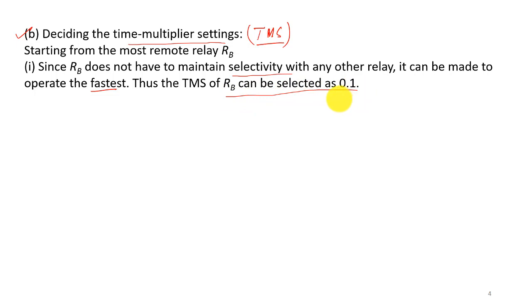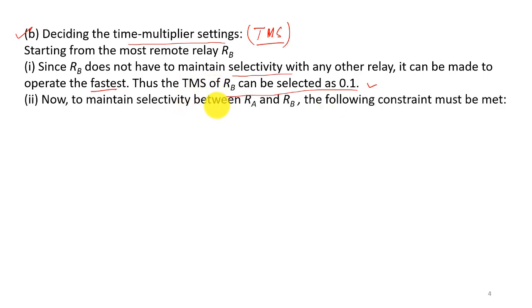0.1 is the minimum setting in the TMS dial. It will be very clear when you do your laboratory. In the lab, we will see the electromechanical relays available there, and you will see that the minimum setting is 0.1 in those electromechanical relays. Sometimes it is also lesser or higher, but generally it is 0.1.